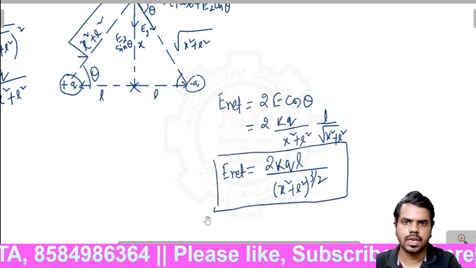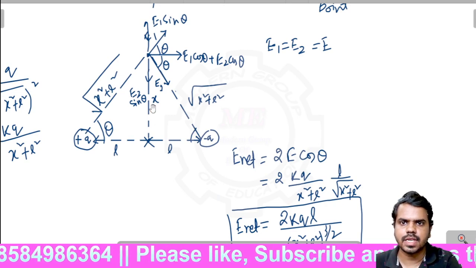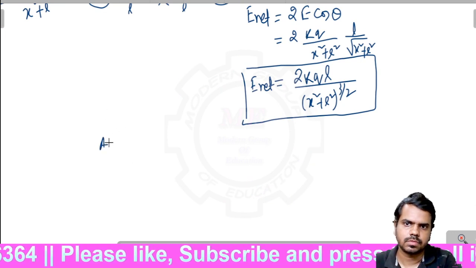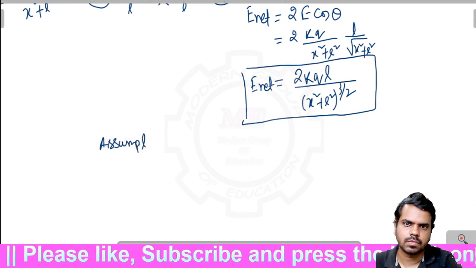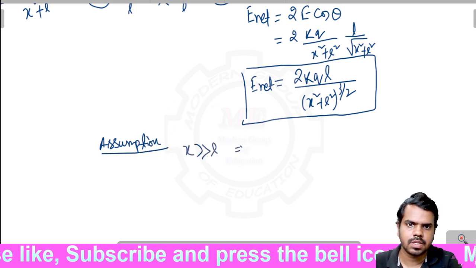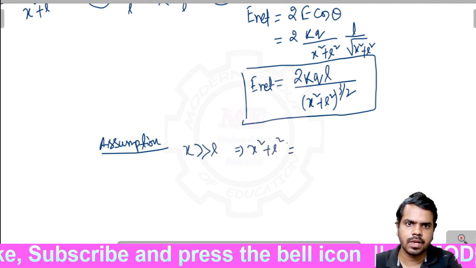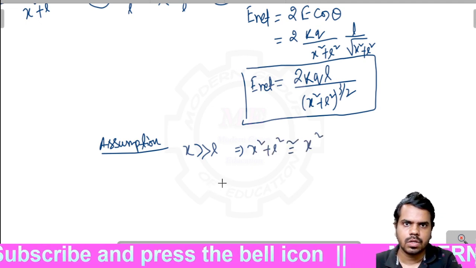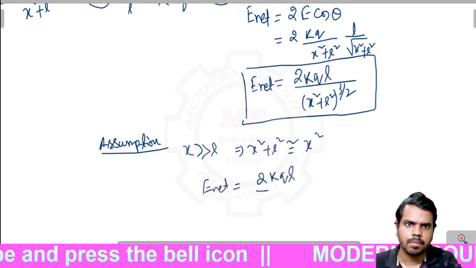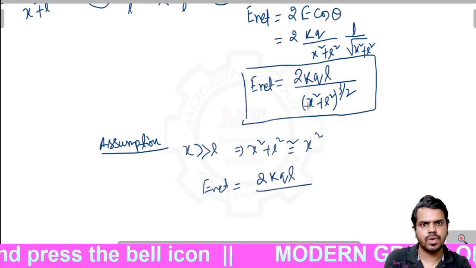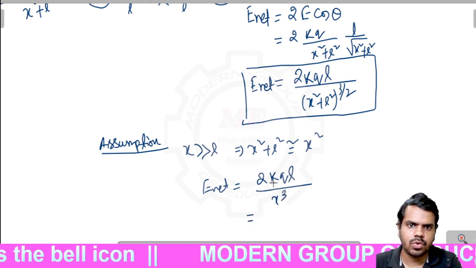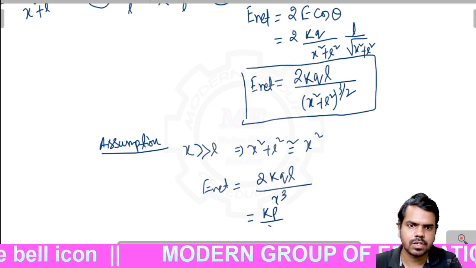Now applying the assumption, here also x is much greater than L. So after applying the assumption that x is much greater than L, x square plus L square will remain equal to x square. So the E net will be 2kqL by x square to the power 3 by 2, that means x cube, and q into 2L means p, that means kp by x cube.